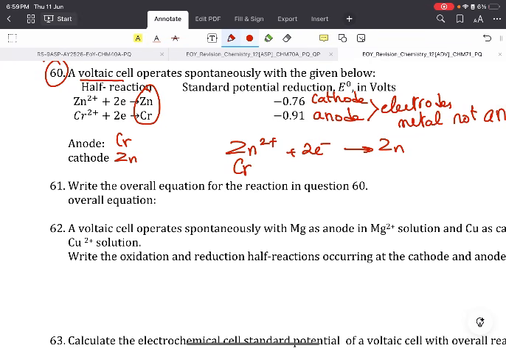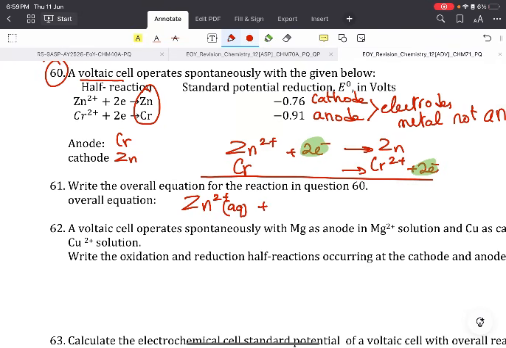So we're going to say Cr giving Cr2+ and 2 electrons. 2 electrons gained, 2 electrons lost, so I can simply add them. And the overall is Zn2+ plus Cr. Don't forget to write the physical states. Anything that has a charge will take aq. Anything without a charge will take solid. So Cr solid, Zn solid, and Cr2+ aqueous.